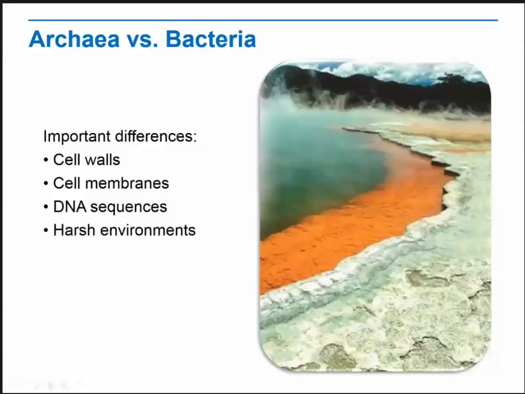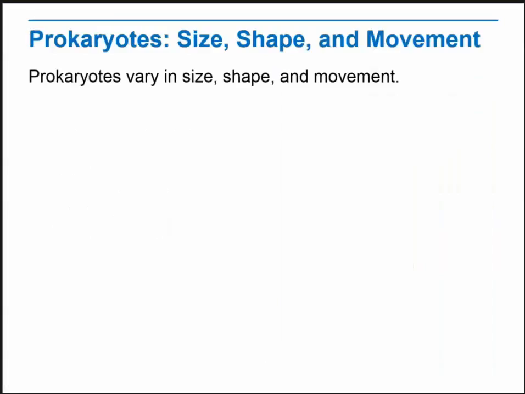Archaea live in extremely harsh environments. One group of archaea produce methane gas and live in environments with little or no oxygen, such as thick mud and the digestive tract of animals. Other archaea live in extremely salty environments, such as Utah's Great Salt Lake, or in hot springs where temperatures approach the boiling point of water.